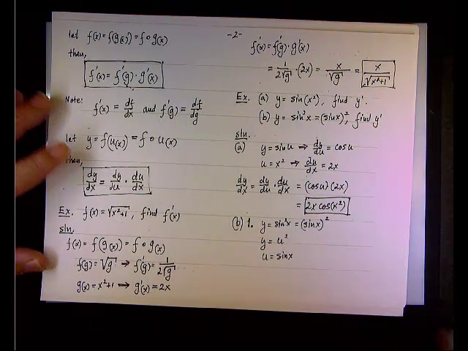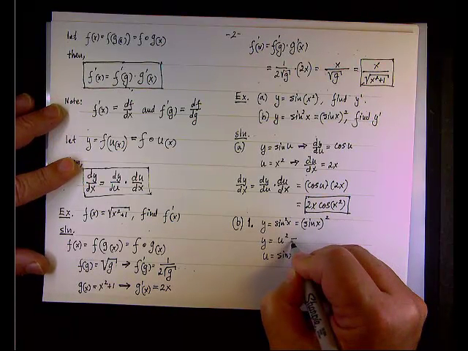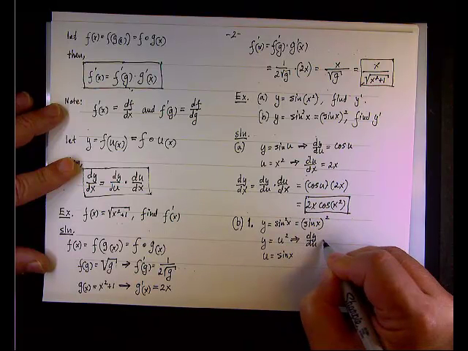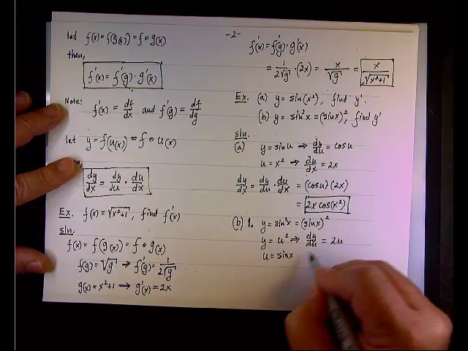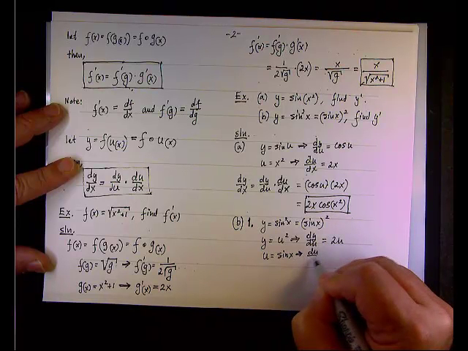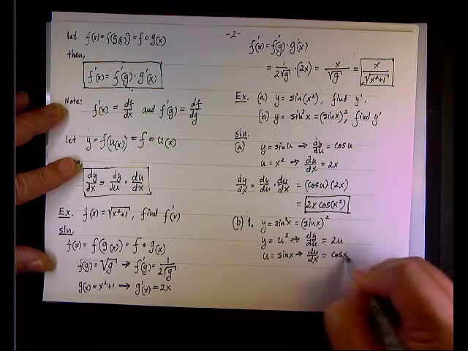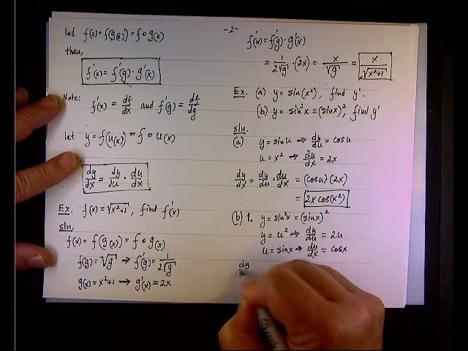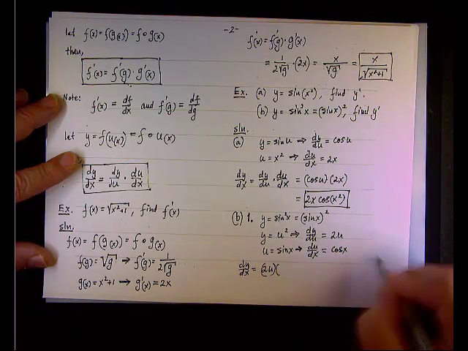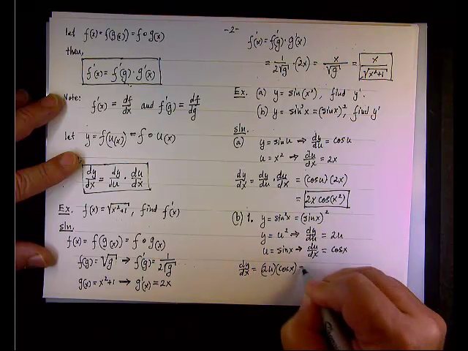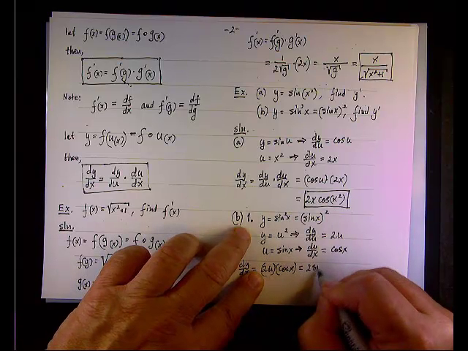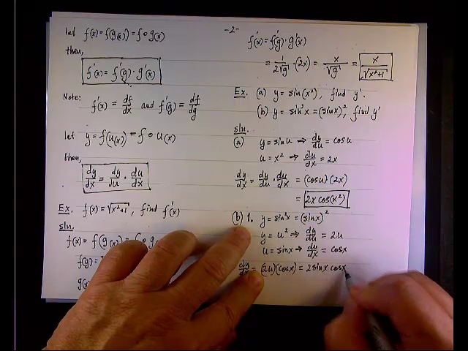So you notice the difference between the two examples. Again, from here we're going to proceed, and we need to find dy du. Well, that would be 2u, and the derivative of the sine is the cosine. So du dx is simply cosine x, and dy dx is the product of the two, so it will be 2u times cosine x, and getting rid of the u, being sine x, we end up having 2 sine x cosine x.